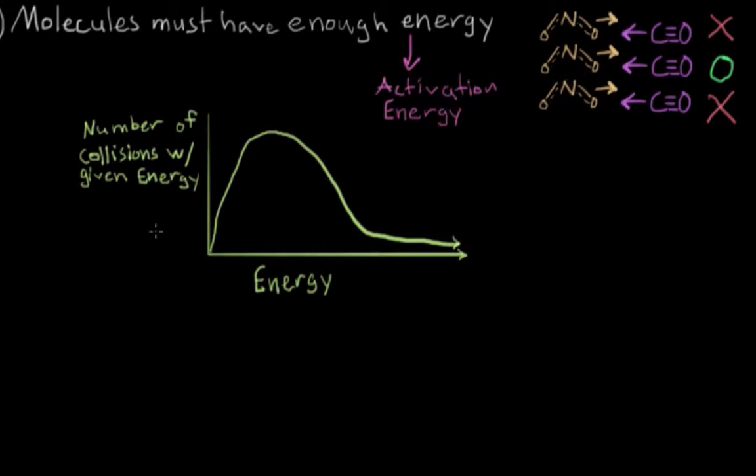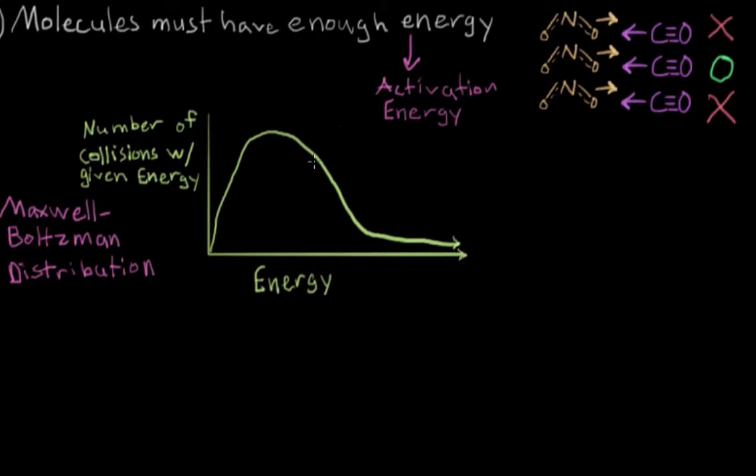So here, down below, I have sketched out a Maxwell-Boltzmann distribution. And what this Maxwell-Boltzmann distribution is, is a graph. In this case, it's a graph that compares the kinetic energy of collisions to the number of collisions with that given energy. So if we look over here, the lower energy side, there are just a few collisions that have low energy. And in this middle region here, there are quite a few collisions that have a moderate amount of energy. And then as we go to higher energy, there are fewer and fewer collisions that have that amount of energy.